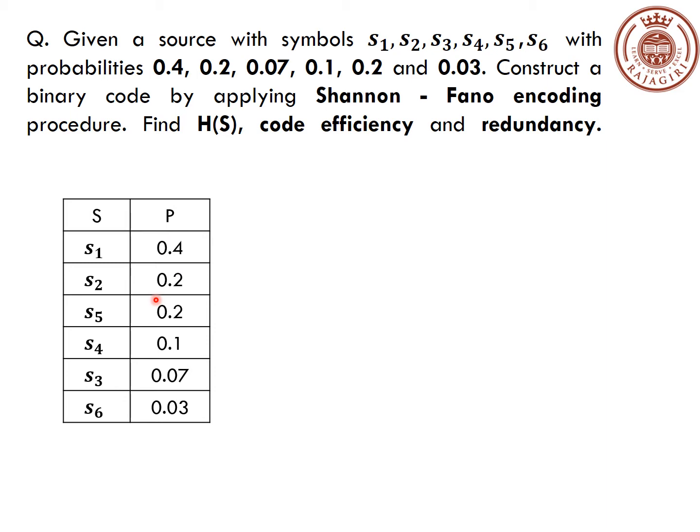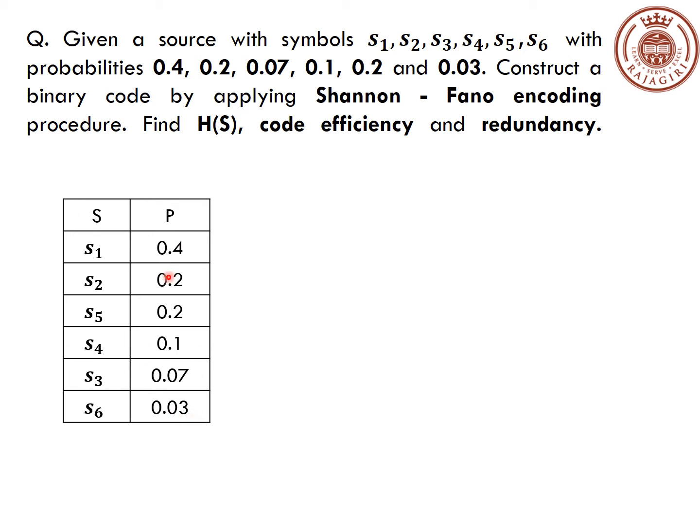Now the second step is you are asked to divide the entry into 2 groups such that the sum of probabilities in each group is approximately the same. So how am I going to divide it? It can be the same, it can be approximately the same.